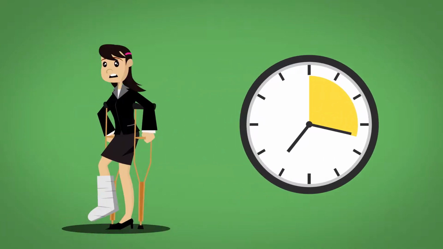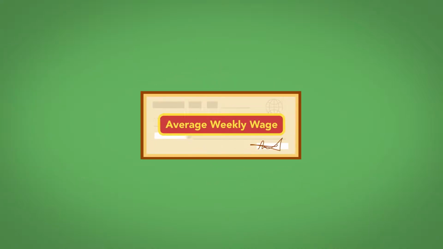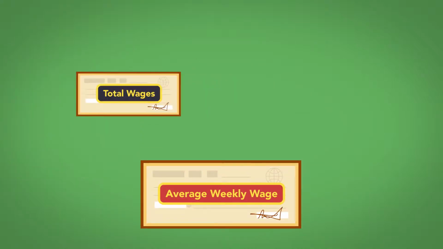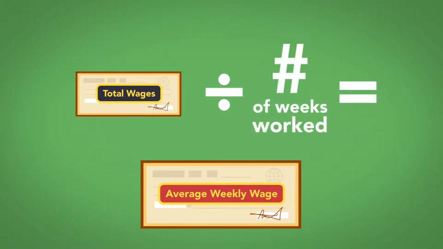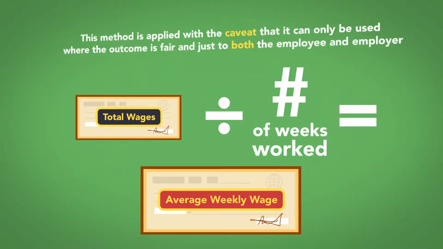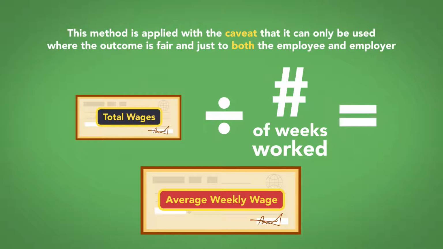If the injured employee only worked for the employer for a short time prior to the accident, then often states will simply determine the average weekly wage by taking the total wages that the worker did earn with that employer and dividing them by the number of weeks that the employee actually worked for the employer. However, often this method is applied with the caveat that it can only be used where the outcome is fair and just to both the employee and employer.